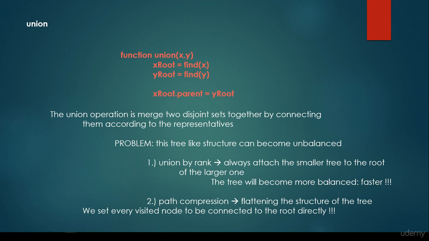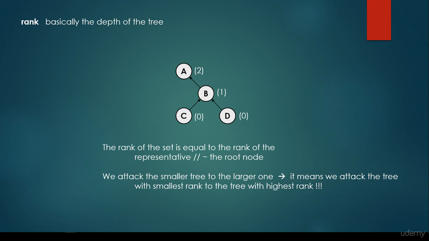Because we can end up asymptotically with an O(1) constant time complexity algorithm as far as the find operation is concerned. So what about the rank? The rank is basically the depth of the tree. We have the leaf nodes, the rank is 0, then the parents of the leaf nodes have the rank 1, then the parent of those has the rank 2, and basically the rank of the set is equal to the rank of the representative, or the rank of the root node. And in this case, this set has the rank 2.